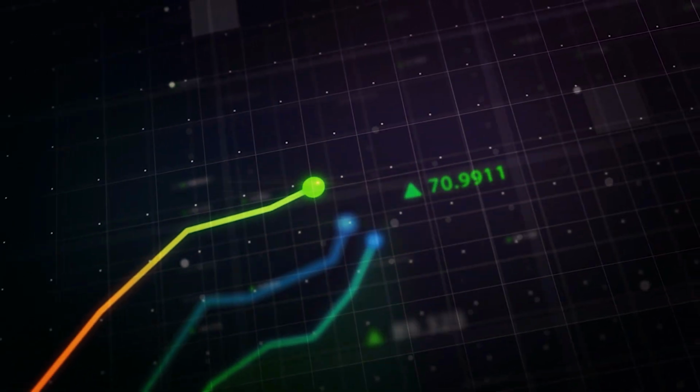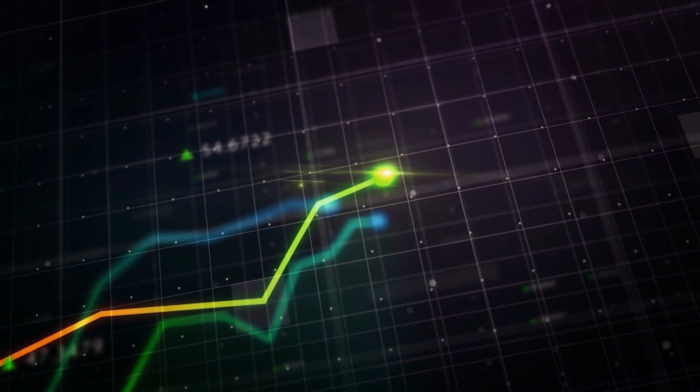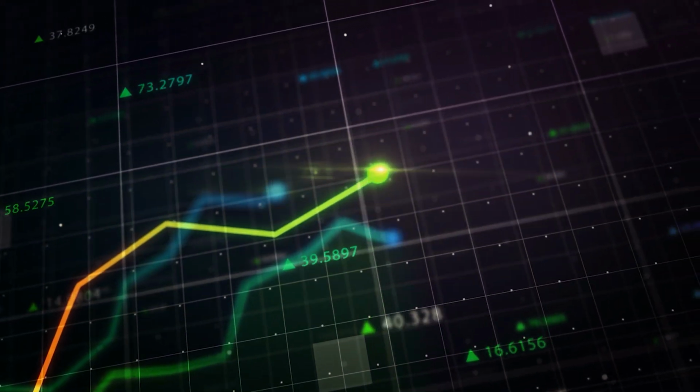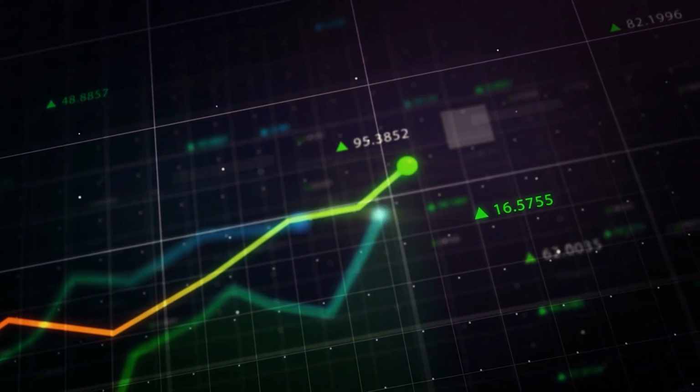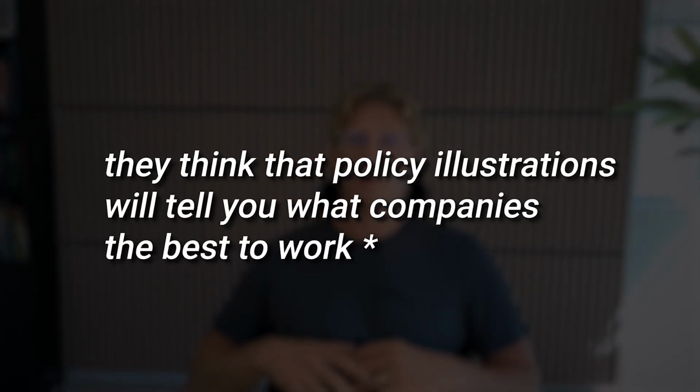Now, a lot of people want to see the numbers when they look at an insurance policy. And I understand that. They should want to understand the numbers. They want to understand, what does the product look like? What's the best product to use? What do these policies actually look like? All very good things you do really want to understand. And also, they think that policy illustrations will tell you what company is the best to work with. And unfortunately, once again, it does not do a very good job of doing that.